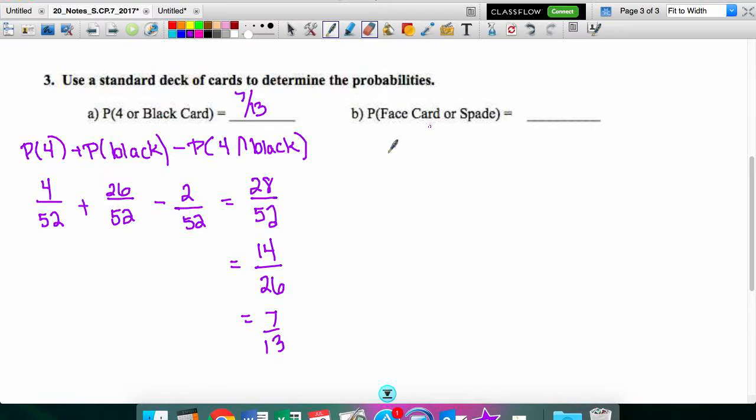Let's take a look at problem 3b. Probability of a face card or a spade. Again, I'll write the equation first. For a union, we're going to have the probability of the first event, so a face, plus the probability of the second event, so in this case a spade, minus the probability of the intersection, face and spade.